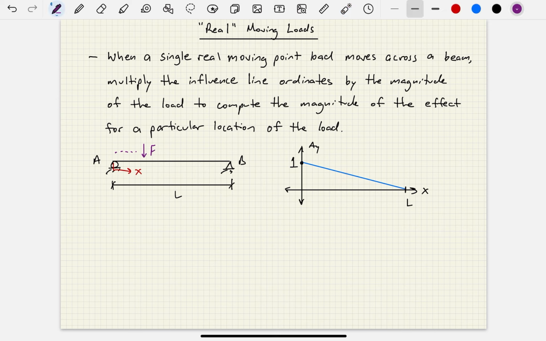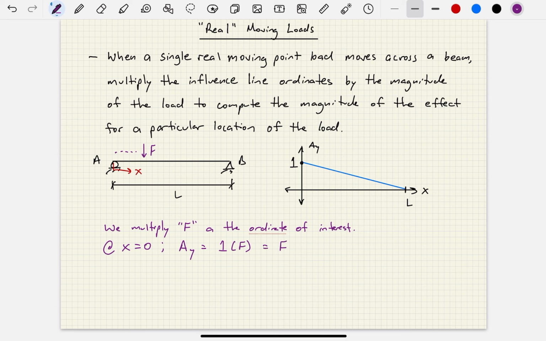So what we would do is we multiply F by the ordinate. Ordinate's like the Y value, right? It's like this 1 is an ordinate right here. The ordinate of interest. So for example, at X equals 0, then AY equals 1 times F, which is just F.